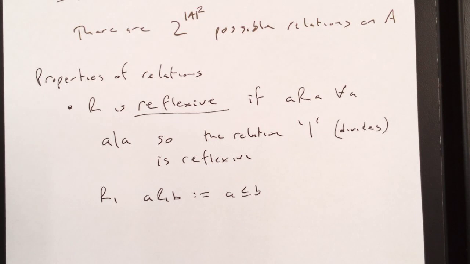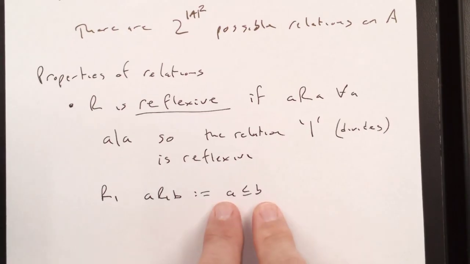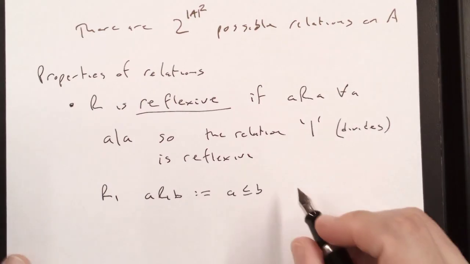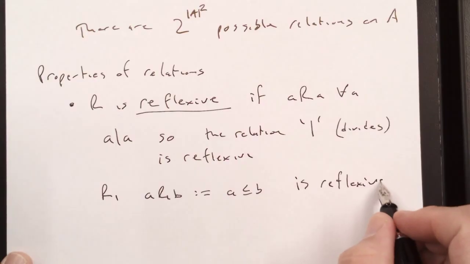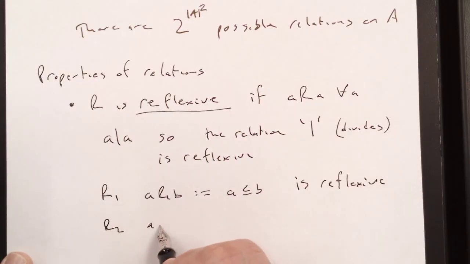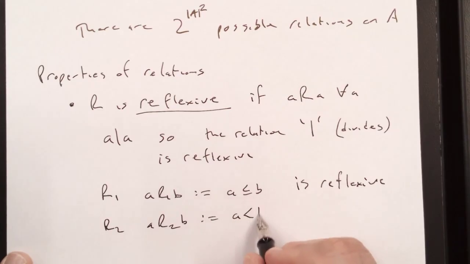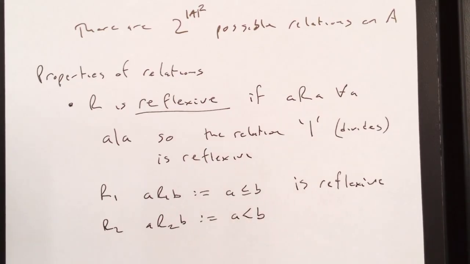If it's not, that would mean that A is not always going to satisfy this if I put it on both sides. So is 2 less than or equal to 2? Is 17 less than or equal to 17? Is -5 less than or equal to -5? Okay, so this is reflexive. But relation 2, what about that one? That one fails to be reflexive.